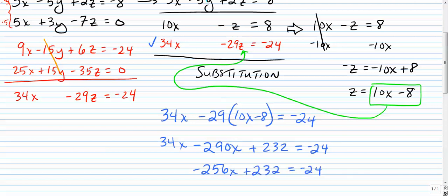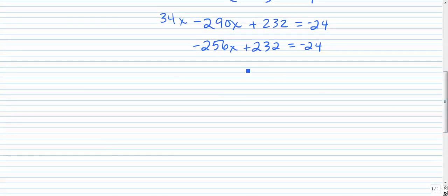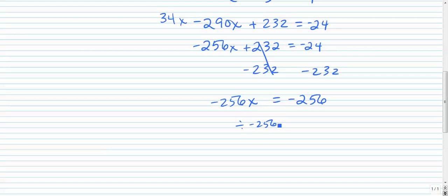I'm a little rusty here coming off the summer with my arithmetic. And we'll solve. So these cancel. I'm getting negative 256x. These cancel. And alright, that's great news. That is negative 256. So we'll divide by negative 256 on both sides and get x is positive 1. Alright. So that is one answer. Cool. We need 3 though. We need the y and the z as well.